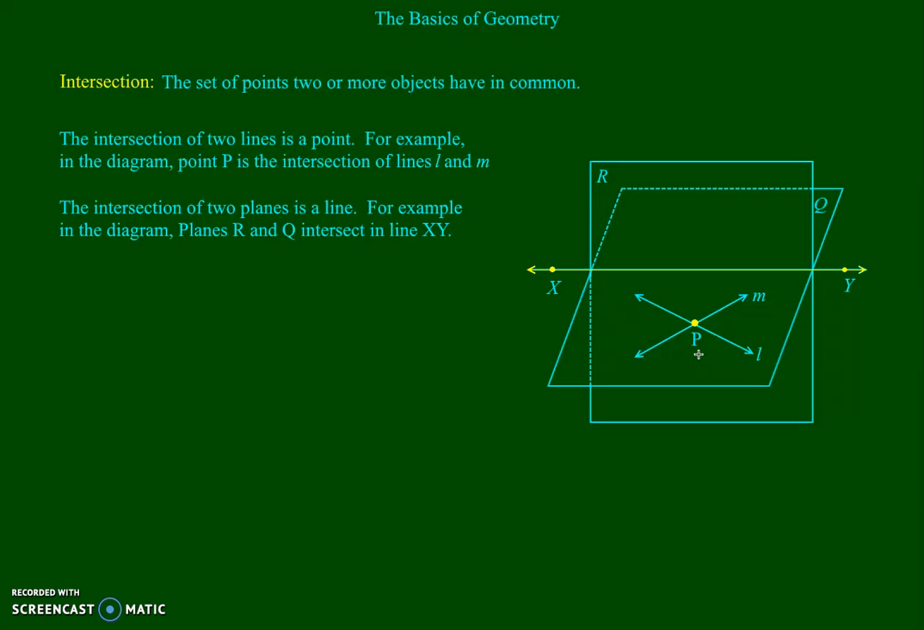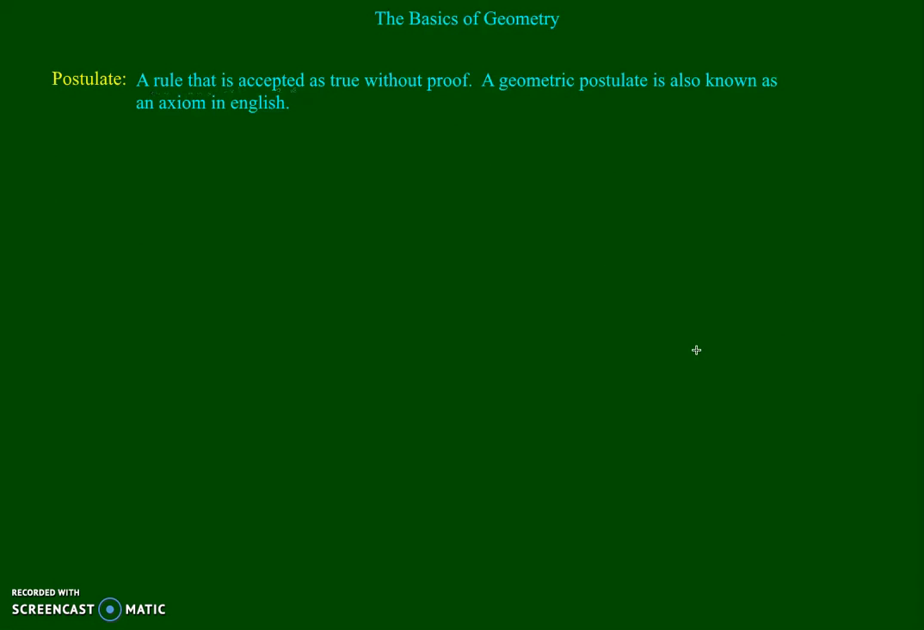In English, an axiom is simply a rule that's taken as true and doesn't require any proof. In geometry, the same term is called a postulate. A postulate is a rule that is accepted as true without proof. And as I said before, a geometric postulate is also known as an axiom in English. One of the very first ideas that Euclid wrote down when he wrote his book, The Elements, is a postulate. And it was known as the two-point postulate, which says that through any 2 points, there exists exactly one line.